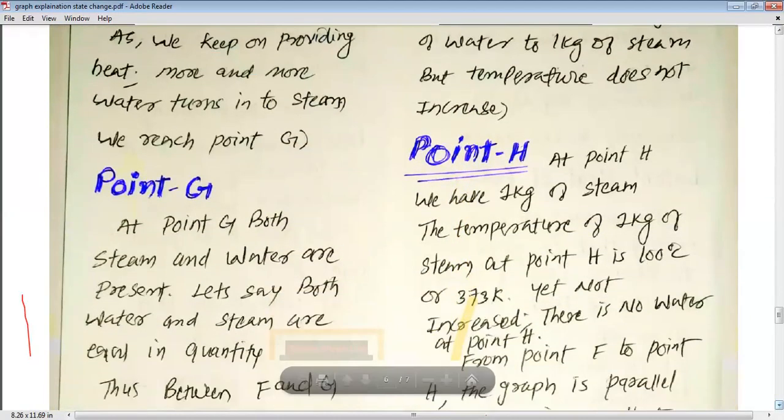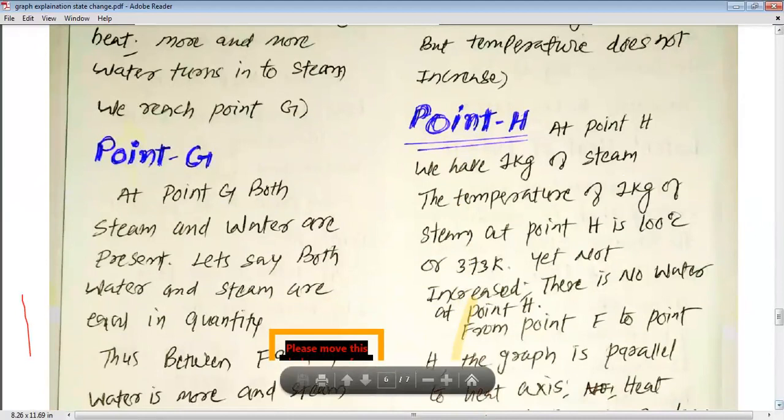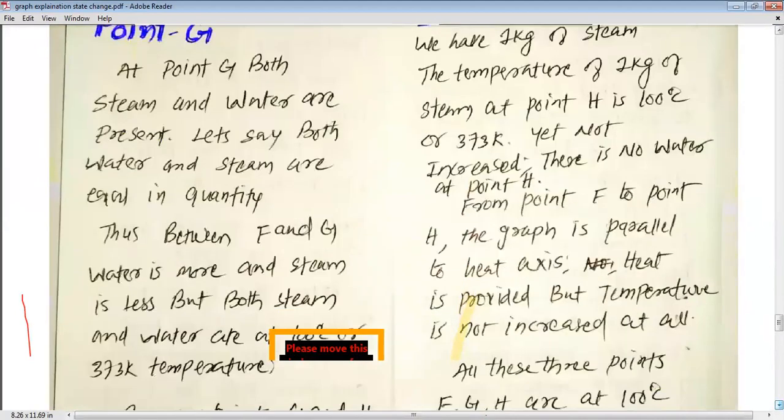Now we'll study point H. At point H, we have 1 kilogram of steam. The temperature of 1 kilogram of steam at point H is 100 degrees centigrade or 373 Kelvin. It has not increased, and there is no water at point H. At point H, we have 1 kilogram of steam.